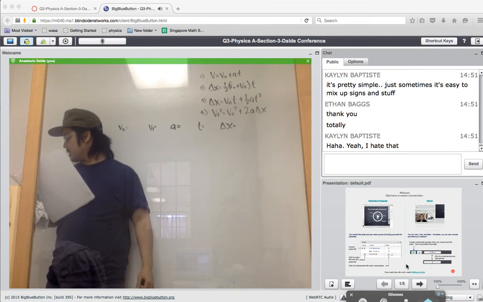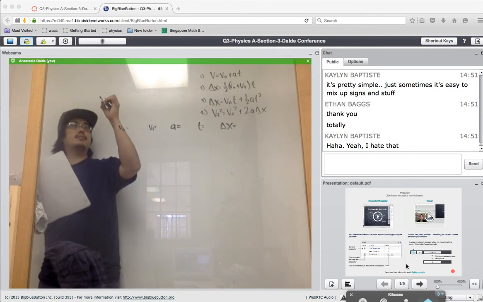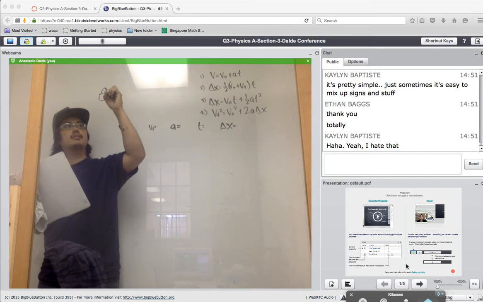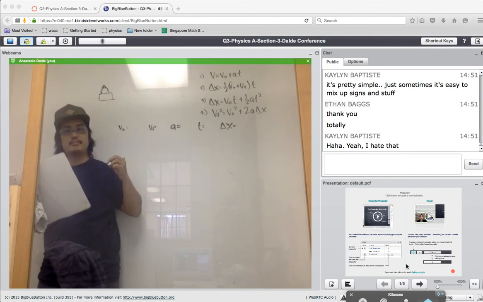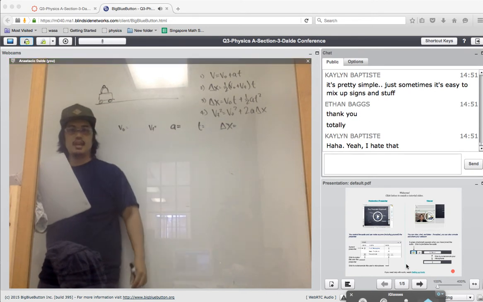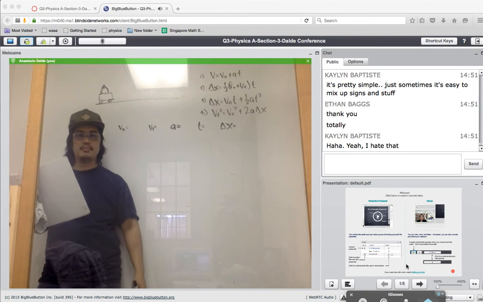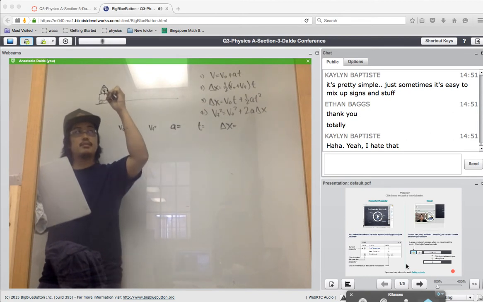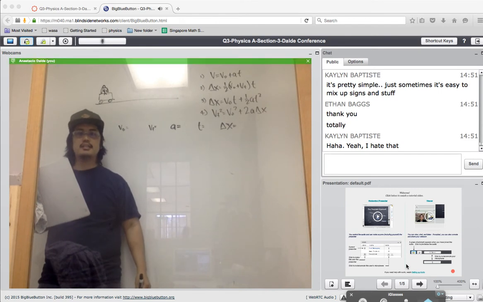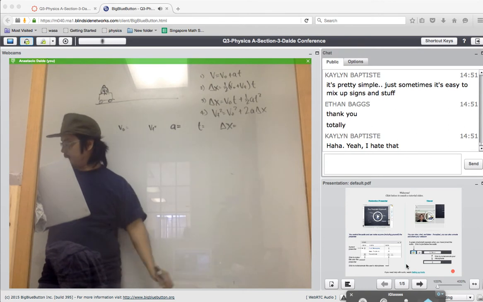Let's try this one, because this one looks like a good one. We have a speeder. Let's see. All right, here we go. So we got a police car. I'm going to put a little siren on top. Here's my police car. And he's sitting there eating his donuts. Here's Mr. Policeman with the donut, and he sees a car zoom by, at a speed of 17.9 meters per second.